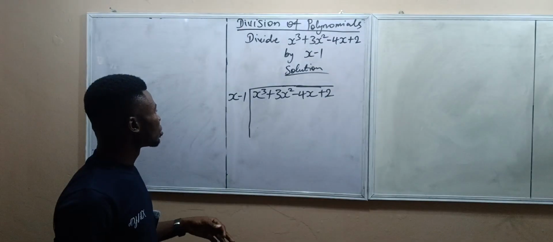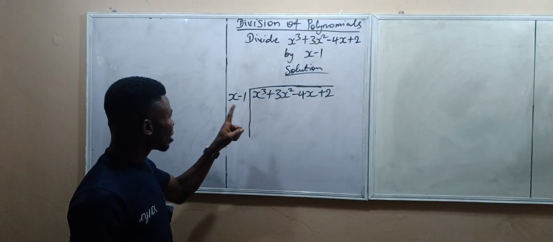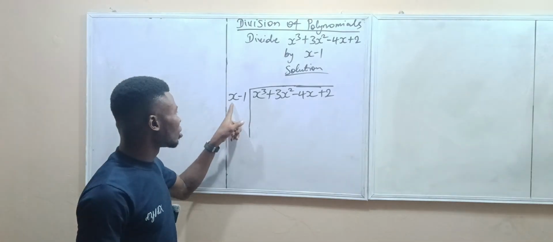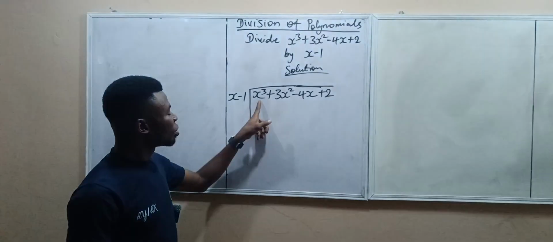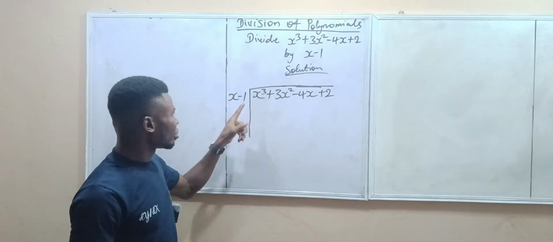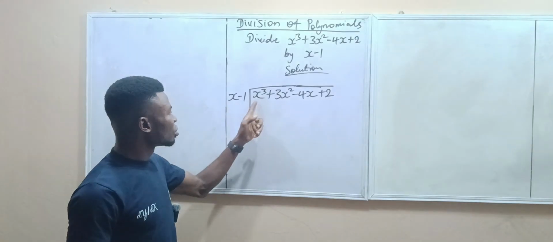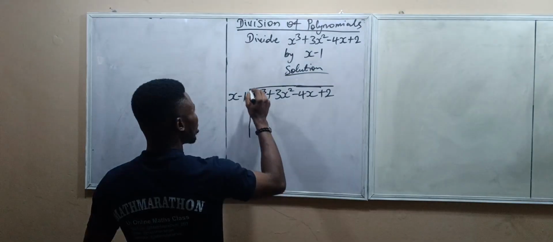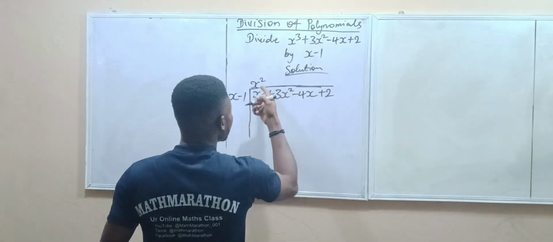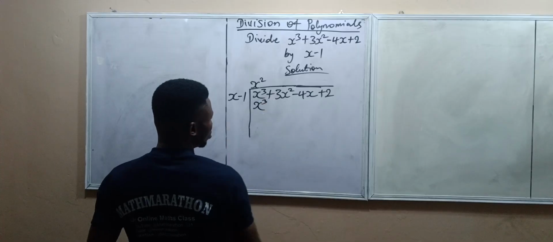Now the first step, like we said in the last class, you look for a number or a variable that when you multiply with x, the first term of the divisor, you get the first term of the polynomial. Don't consider the second term first. Just a number or a variable that when you multiply with this, gives you this. And what is that number or variable? It is x squared. And of course, x squared multiplied by x will give us x cubed.